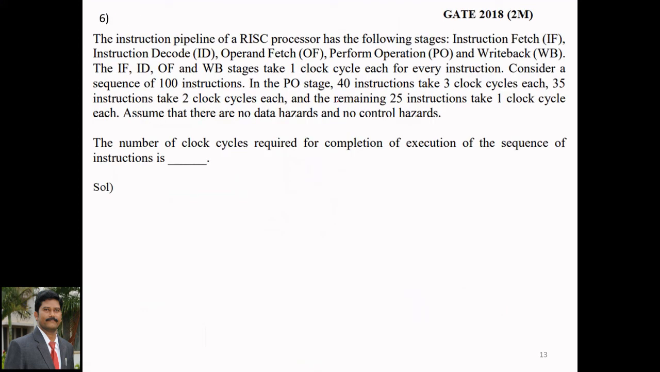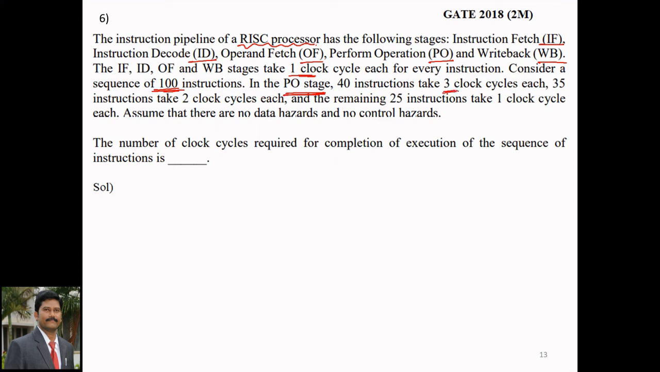So observe this, this question was asked in GATE 2018 for 2 marks. A RISC processor is given. Following stages, how many stages? IF, ID, OF, PO, and write back. 5 stages are given. Each of IF, ID, OF, WB takes 1 clock cycle for every instruction. There are total how many instructions? 100 instructions are there. And in the PO stage, it is executing differently.